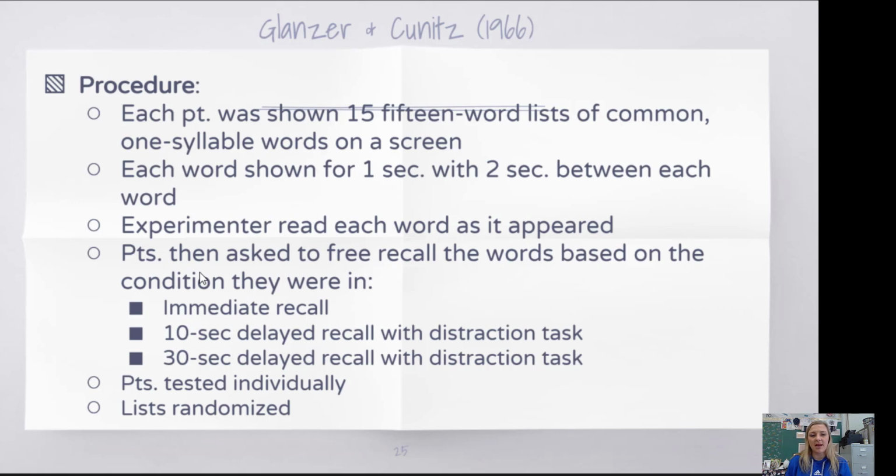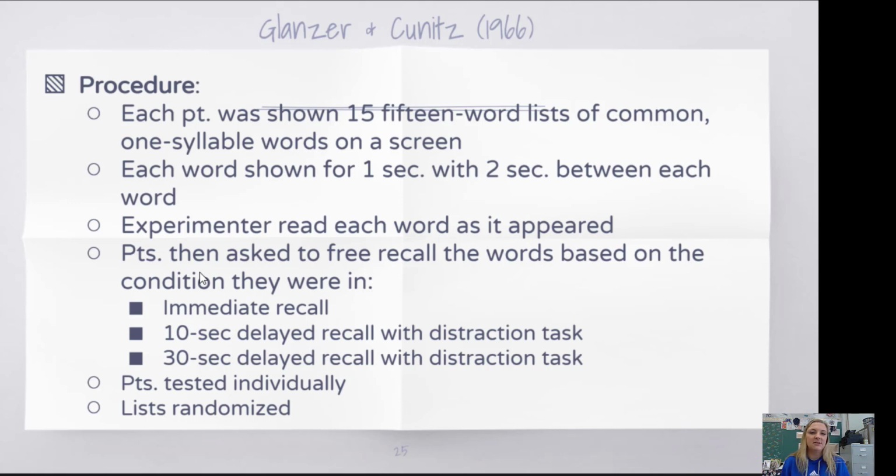After the list, participants were then asked to free recall the words, and they were put into one of 3 conditions. The first was immediately recalling. So the minute that the list was done, they started writing down the words that they could remember. The next condition was waiting 10 seconds between hearing the list and writing them down, and also doing a distraction task in between when they heard the list and when they wrote down. The distraction task was counting. And then finally, the third condition was a 30-second delay. So 30 seconds in between the end of the list and when they could write down the words they remembered. And again, they did another distraction task where they were counting.